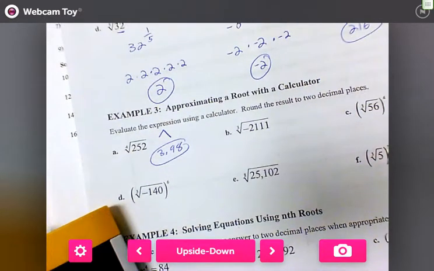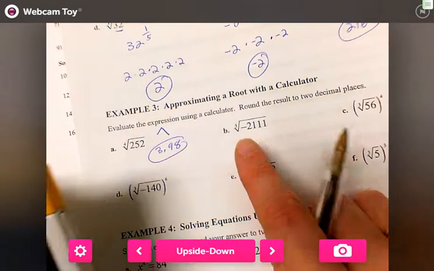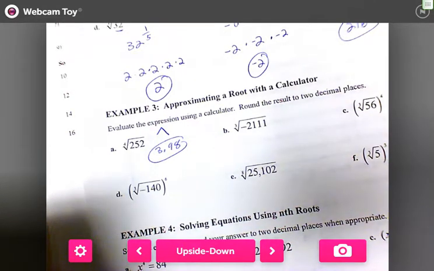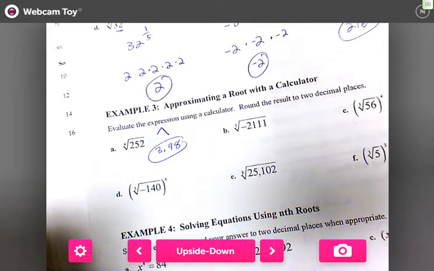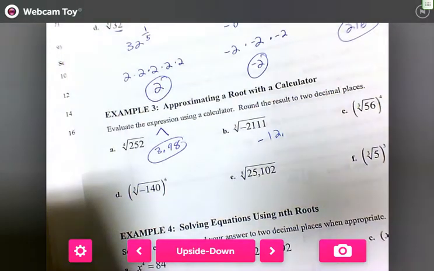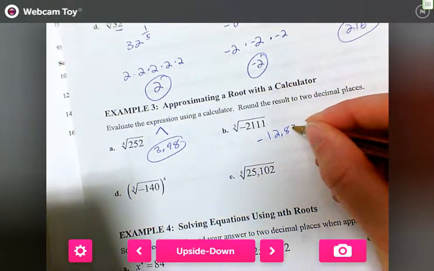Okay. B. So again, you want to push that little caret button, control first. You're going to put 3. And then you're going to put in the inside negative 2111. Enter. And I get negative 12.828, so I'm going to round to 83.